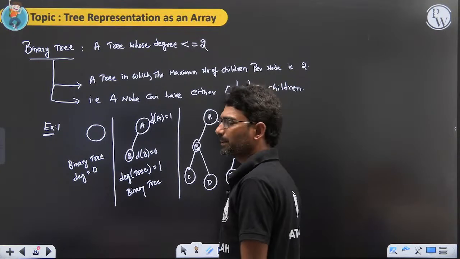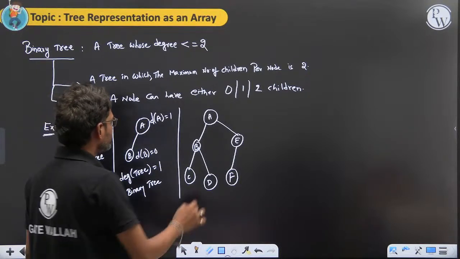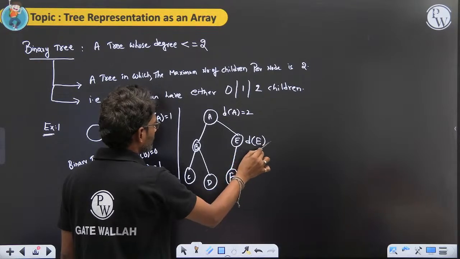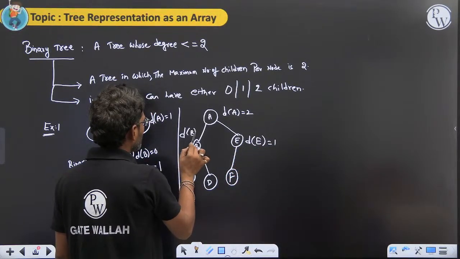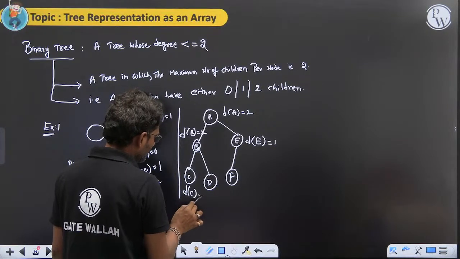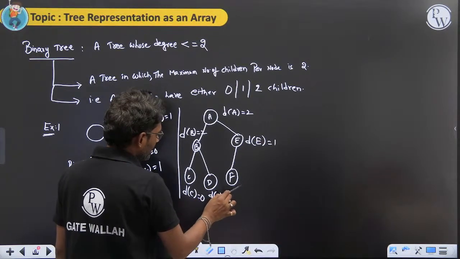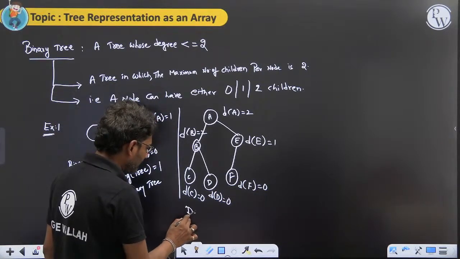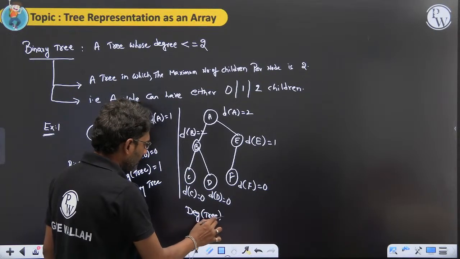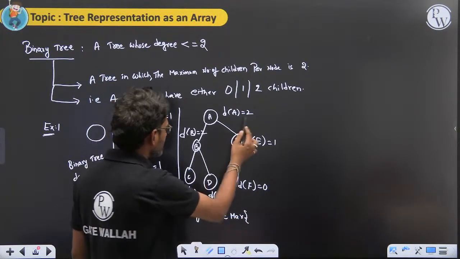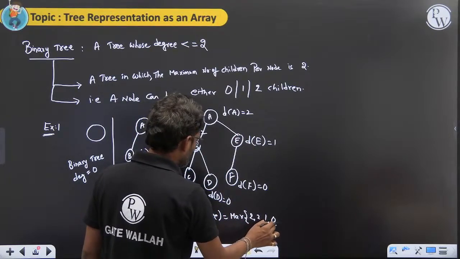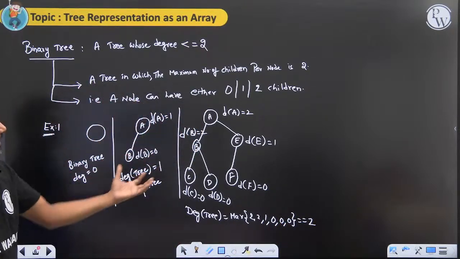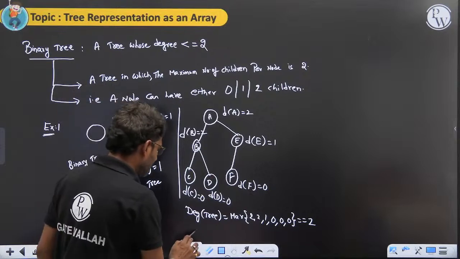Is this a binary tree? Just take the degrees. Degree of A is equal to 2. Degree of E is equal to 1. Degree of B equal to 2. Degree of C equal to 0. D equal to 0. F equal to 0. Then what would be the degree of the tree? Maximum of all these degrees, 2, 2, 1, 0, 0, 0, which is equal to 2. Yes, the tree degree can be less than or equal to 2. So definitely it is a binary tree.